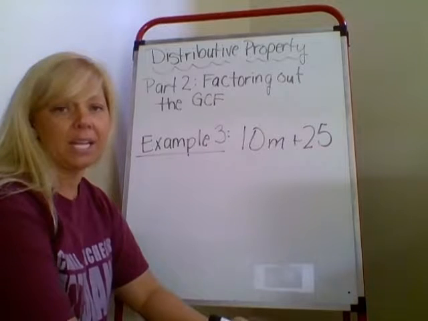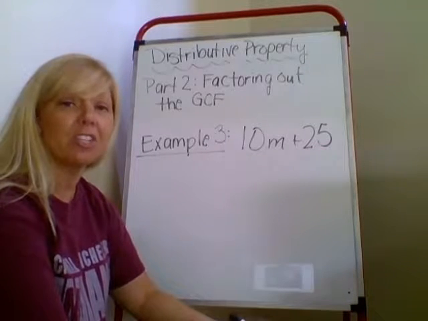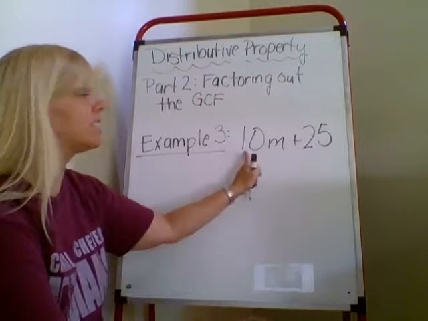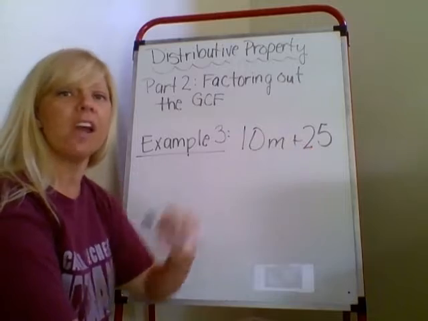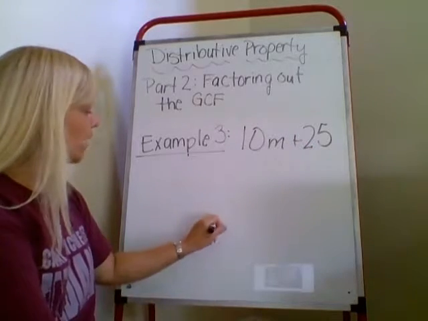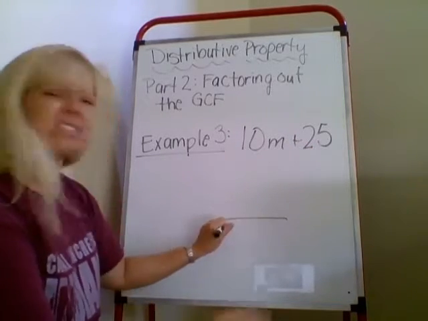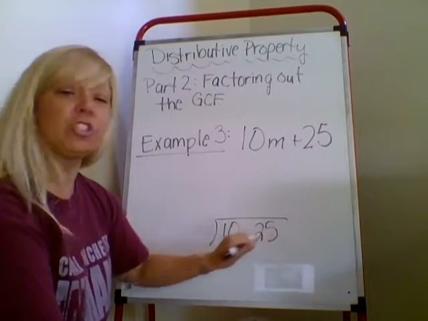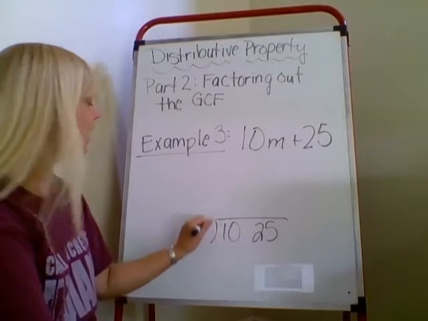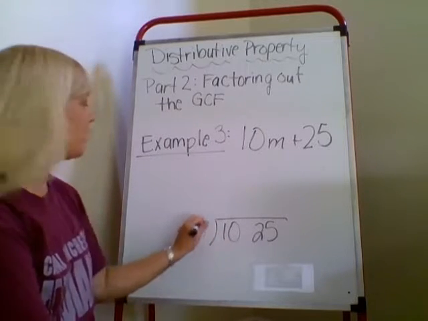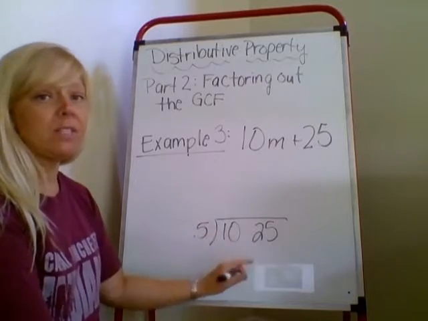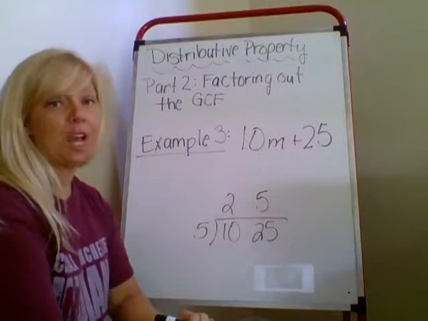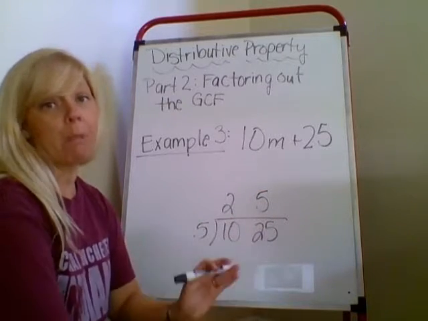But if I want to rewrite it with an equivalent expression, I can use the distributive property and factor out the GCF, because the 10, the coefficient, and the 25 both have a common factor. So if I pull out just the 10 and the 25, I can leave the m alone and leave it out for just a minute, and I'll add it back in at the end. Okay, I know that 10 and 25 both have a common factor of 5. 5 goes into 10 2 times, and 5 goes into 25 5 times. Since 2 and 5 are both prime, I'm done.